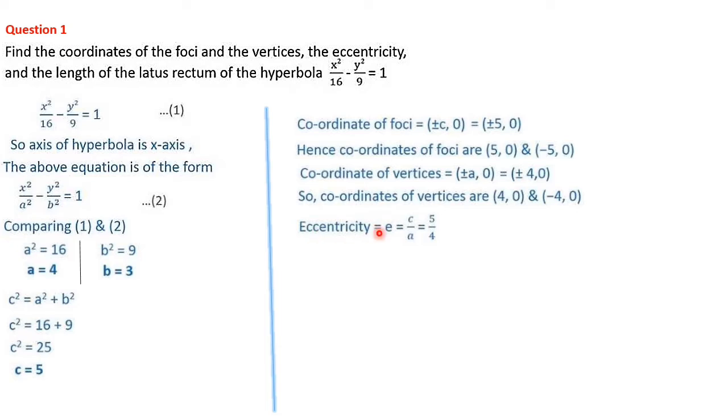Then eccentricity. The eccentricity formula is c by a. We have c is 5, a is 4. So the eccentricity is 5 by 4. Length of the latus rectum is 2b square by a, that is 2 into b square, that is 3 square is 9, so 2 into 9 by 4. Then we can cancel 2 and 4 in the numerator and denominator, and we get 2 in the denominator. So it is 9 by 2.